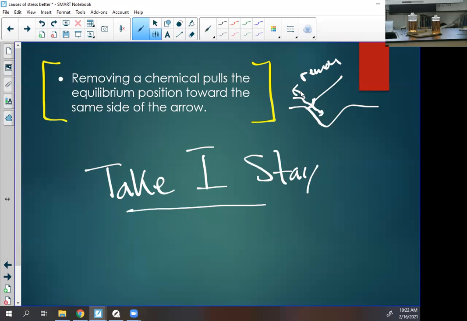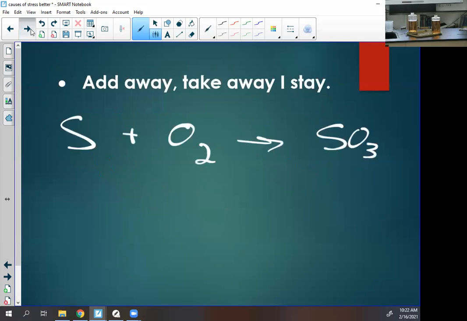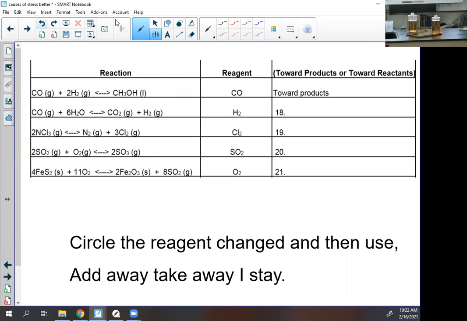So let's apply this now to some homework problems. If you'll turn to probably page 11, hopefully. Yeah. Okay. So it's problems 18, 19, 20, 21. So what we'll do is we'll do this every single time the same way. You'll never get them wrong. Please remember, add, away, take, stay. Just apply it.